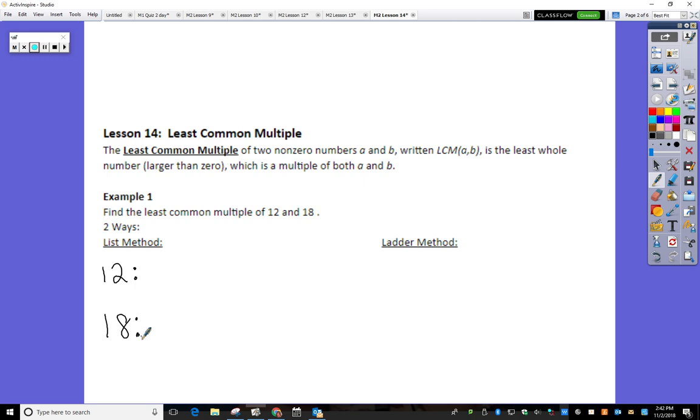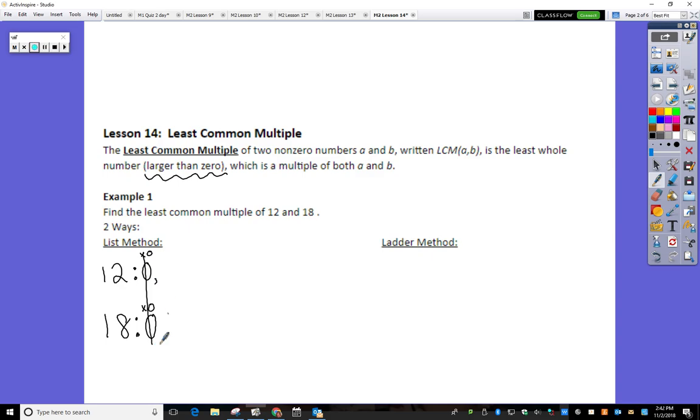So I would always start with 0. So 12 times 0 is 0. 18 times 0 is 0. Now notice it has to be larger than 0 by definition. So a lot of times we just leave off the 0 from the list knowing that it's there, but we don't want to get it confused as our least common multiple. With factors, we're looking for the greatest one they have in common. With multiples, we're looking for the least one they have in common, except for 0. So I'm just going to put a line through that to show that's not it.